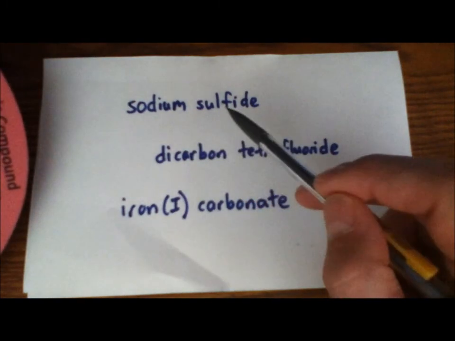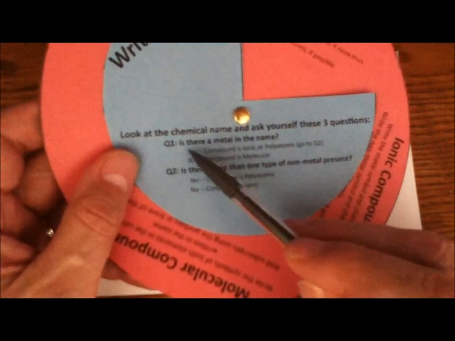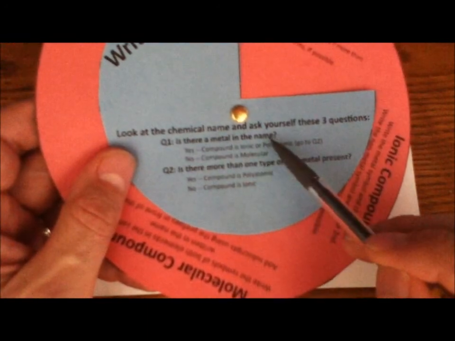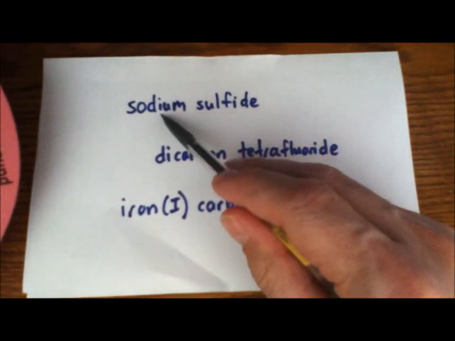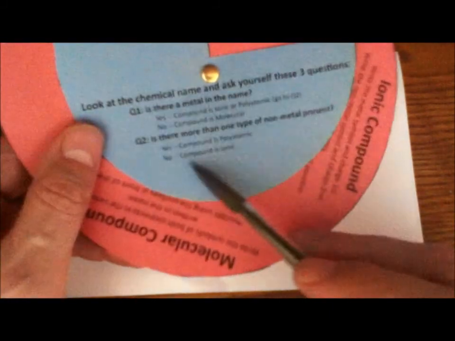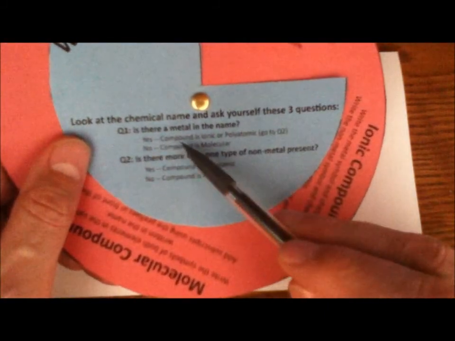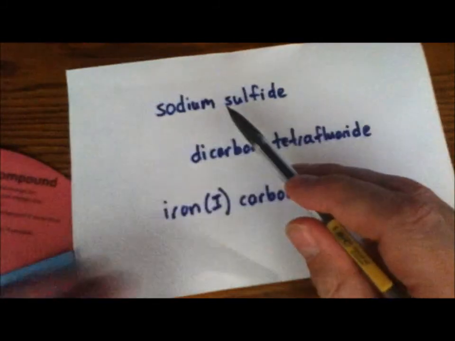So we've got sodium sulfide. Let's ask the question: is there a metal in the name? The answer is yes. Sodium is a metal. So the compound is ionic or polyatomic. Go to question 2. Is there more than one type of non-metal present? Okay, we've got sulfide.